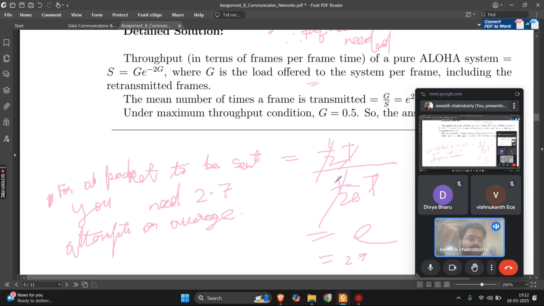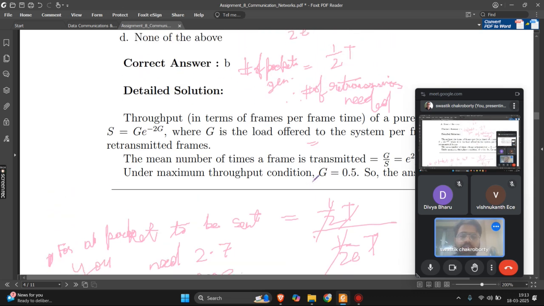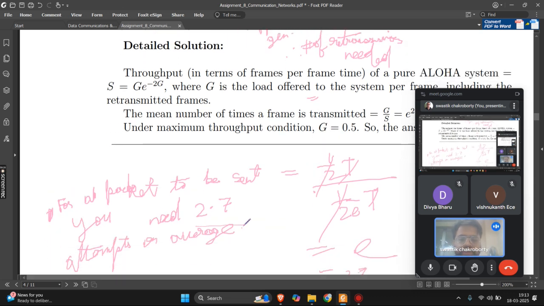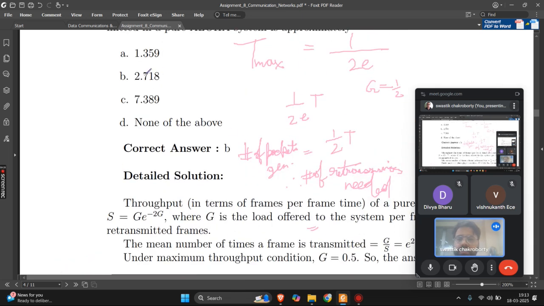The actual number of attempts might be 100, might be 1. If you are lucky, you can send your packet at once. If you are not lucky, you cannot send it in even 100 times. That's why we make an upper cap on the number of retransmissions, because if you are truly unlucky, then no amount of retransmission attempts can make your packet reach the receiver. But this is on average. So on average, you need 2.7 attempts. So the correct answer is 2.718.